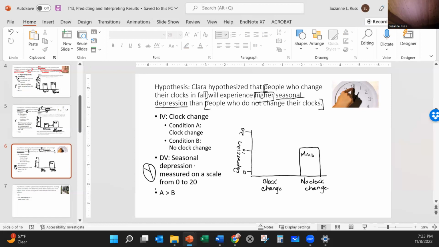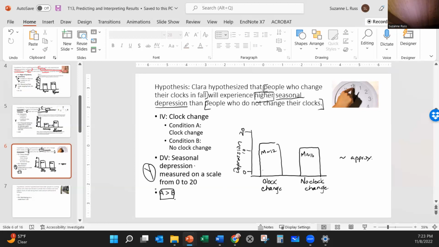And then the clock change is expected to be higher. We see that here, higher, higher. So let's make this a bit higher. We don't know how much. We're just predicting. And so the mean may be 12. And I'm using this little arrow to mean approximately, because we're just predicting.